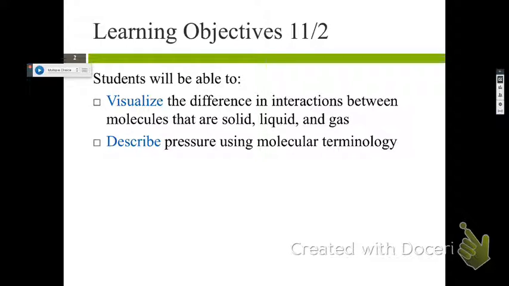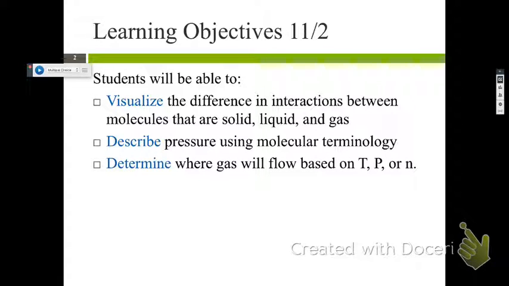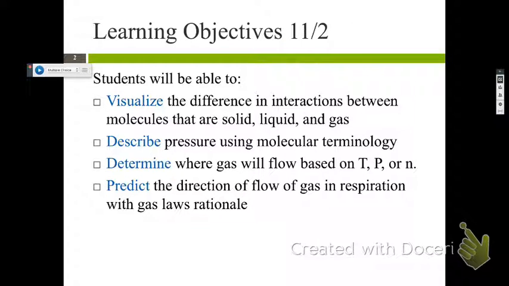We're thinking about the molecules. What are they doing? If we have a different molecule, how does that influence things? If we have a different temperature, how does that influence things? A different container, all those things. We're going to talk a bit about where gas is going to flow based on differences in temperature and pressure and in the number of molecules. And then we're going to use that to talk a little bit about respiration today. And then on Monday we'll talk about gas laws in terms of weather patterns.